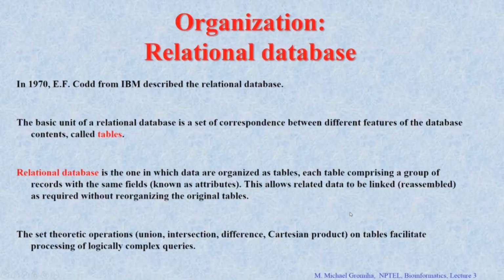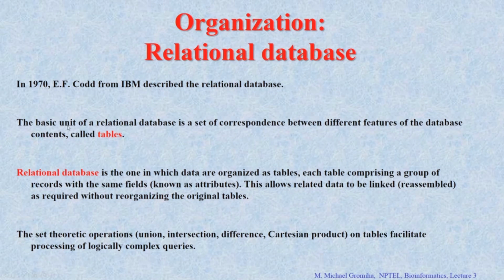Fine. So now, how to develop a database? There are various ways to develop a database. In 1970, F. Codd from IBM described the relational database. So what is a relational database? It is a database which gives a correspondence between different features in the database.